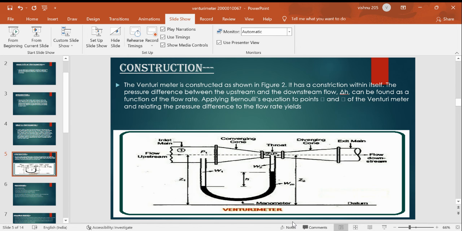So, this is the construction of the venturimeter. There are three main parts in the venturimeter: the converging section, throat, and the diverging section. The converging section is a tapered portion whose radius decreases as we move forward. And this is the throat. It is the middle portion of the venturimeter. Here the velocity of the fluid increases and the pressure decreases. And this is the diverging section. In this portion, the fluid diverges.